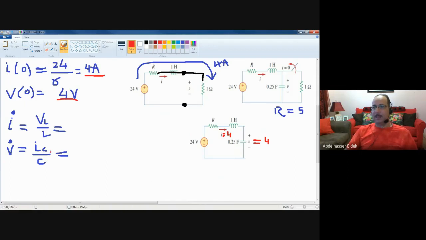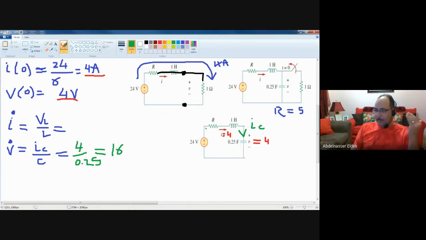So let us see what IC and VL are. IC is this current. It's very clear. IC is 4 ampere, of course, because the current is 4 ampere and it will remain 4 ampere. So V dot is 4 divided by C, which is 0.25 farad. 4 divided by a quarter is 16. So this is V dot.